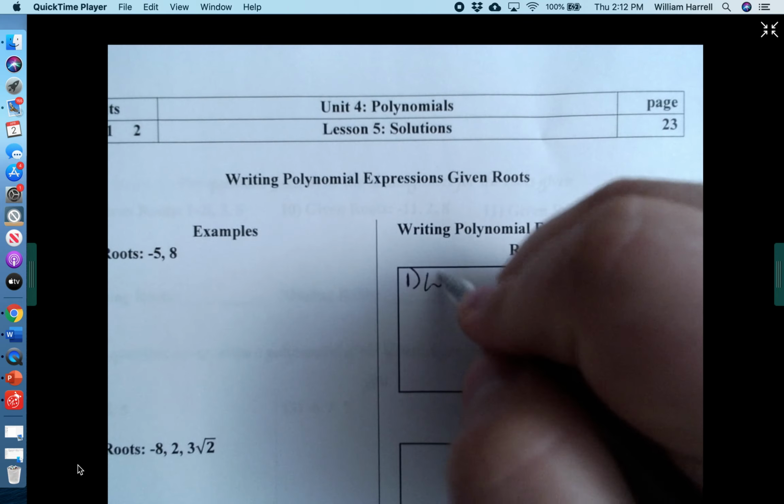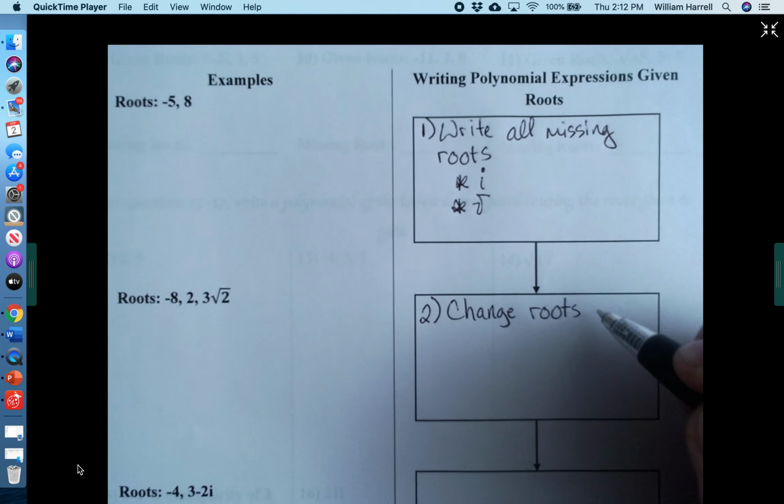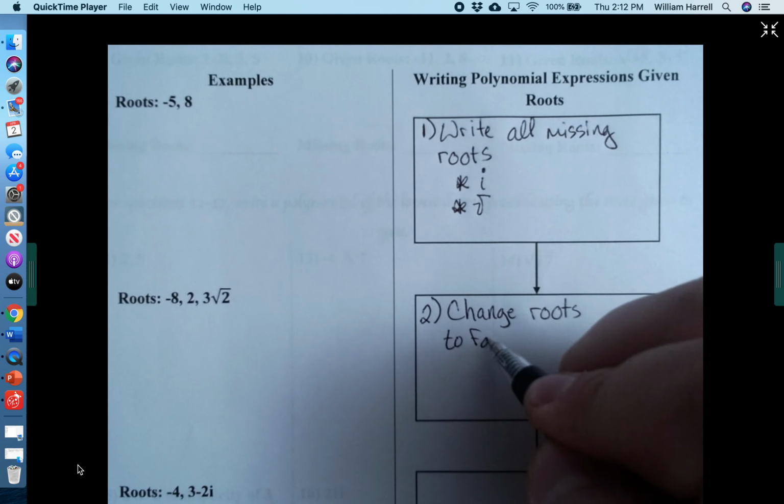Now 9 times out of 10 you're not going to have to write any. But when you do, you may wonder, how do you know if a root is missing? A root is missing if you have an i or a radical sign. If you have an i or a radical sign, you have missing roots. If not, you can just proceed straight to step 2, and you're just going to change roots to factors.